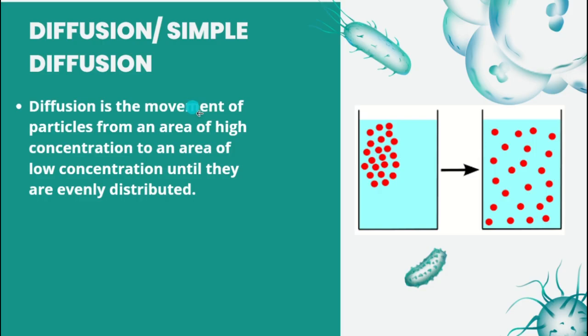And what is diffusion? Basically, diffusion is the movement of particles from an area of high concentration to an area of low concentration until it's evenly distributed, right? Because that's the goal of diffusion. The goal is always to get the stuff evenly distributed.